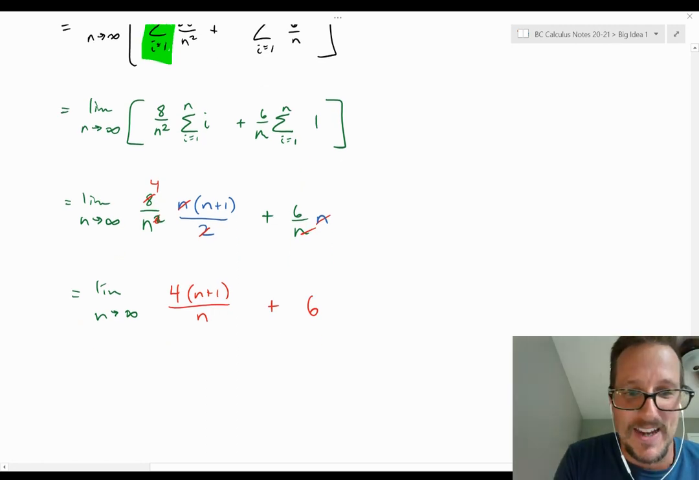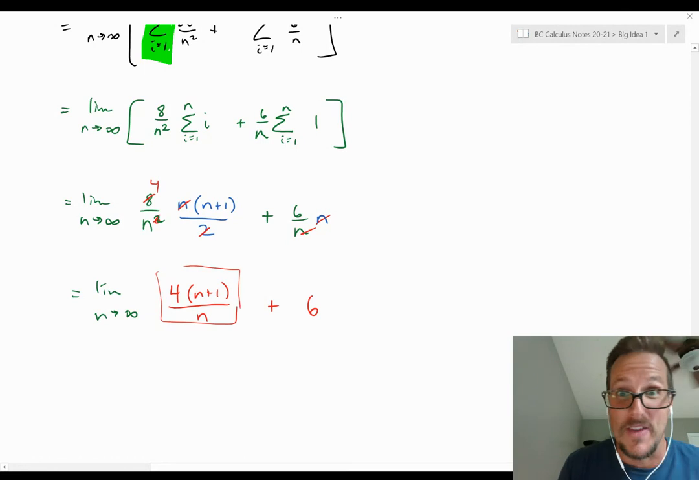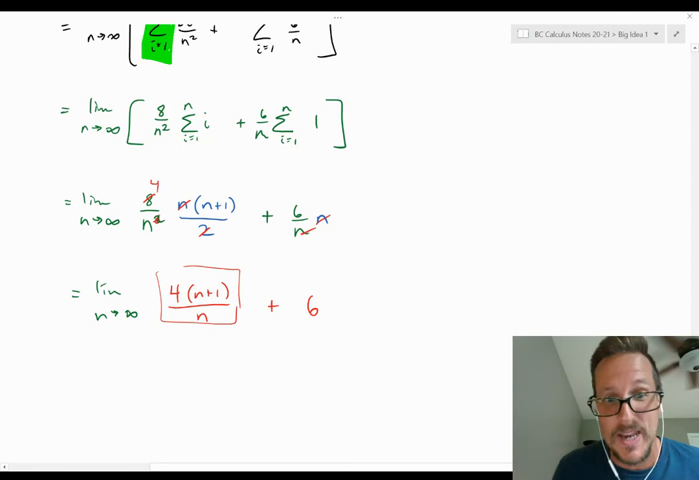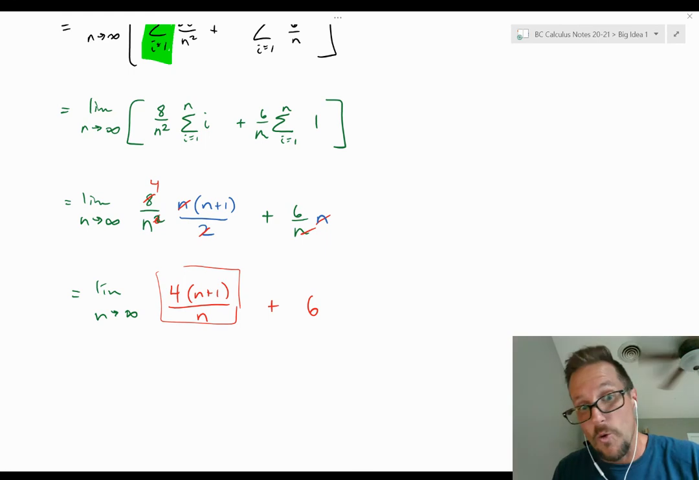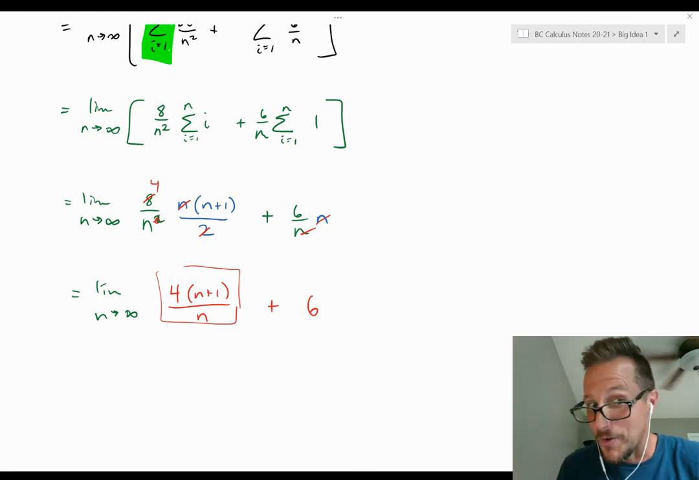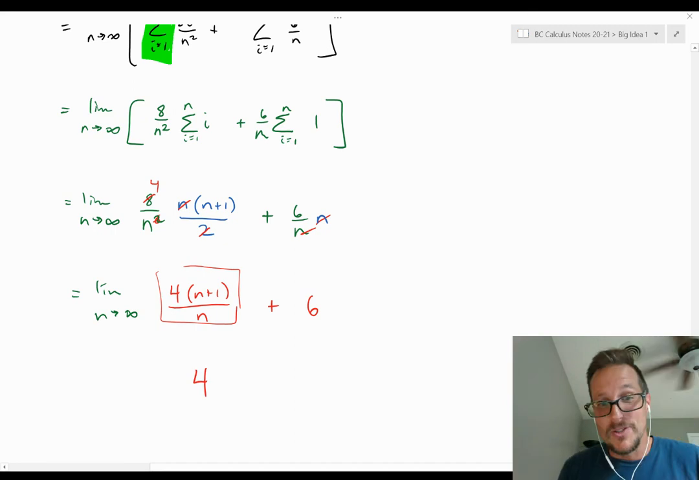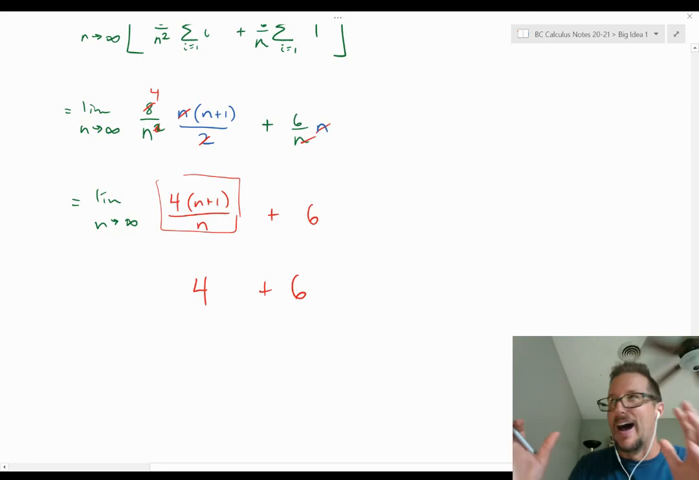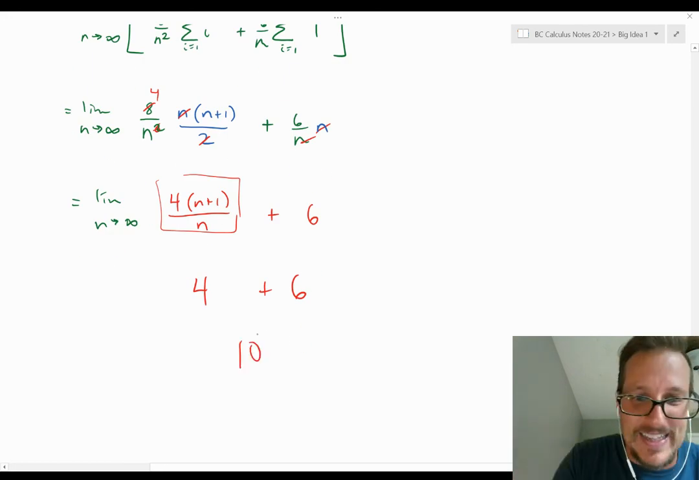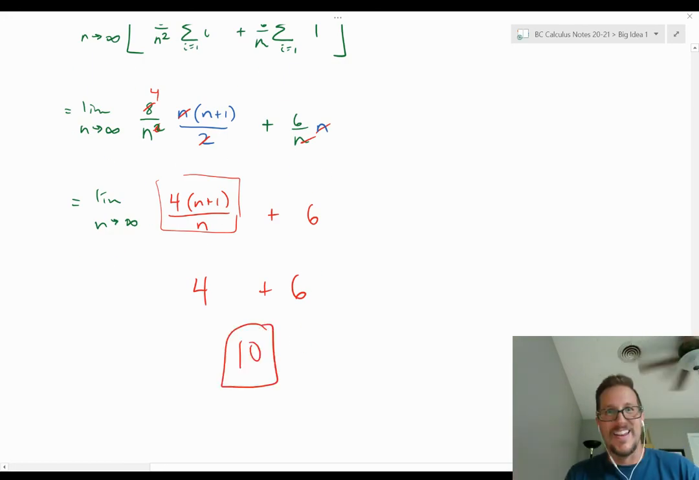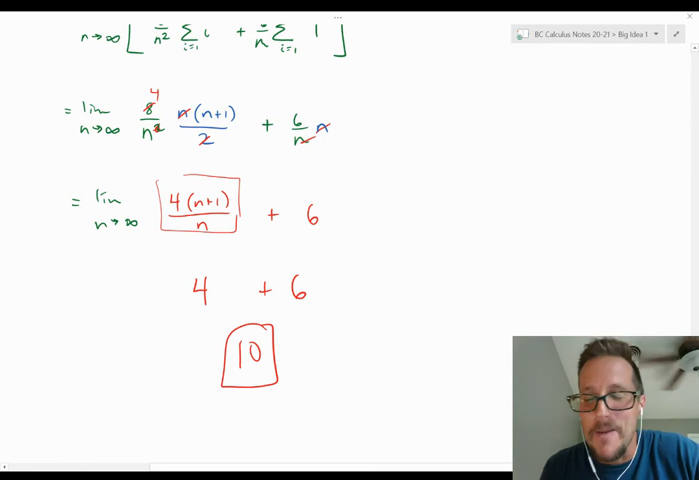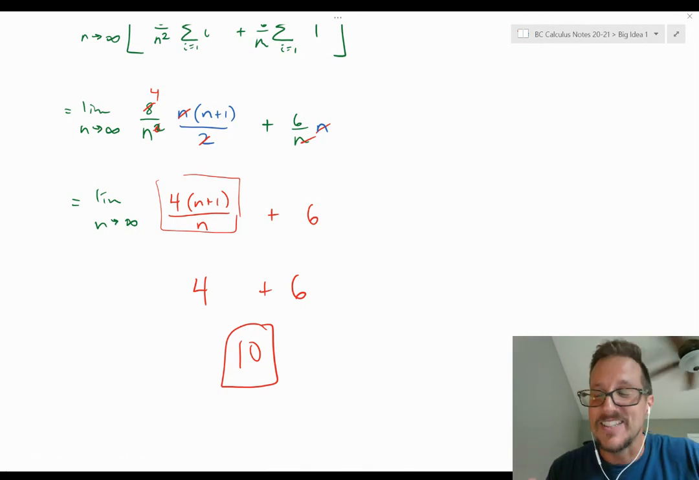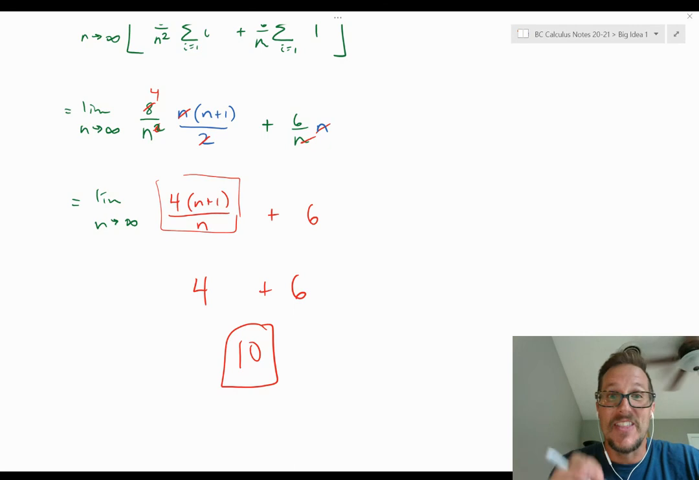So the limit as n goes to infinity of this critter, right? We have a linear over a linear. The rule for limits at infinity with equal powers is just the ratio of the leading coefficients. That would be 4n over 1n, so that would go to 4. And the limit as n goes to infinity of a constant is the constant, 6. That's 10. That's 10, right? Okay, we had 10 earlier, about 20 minutes ago. It's 10.